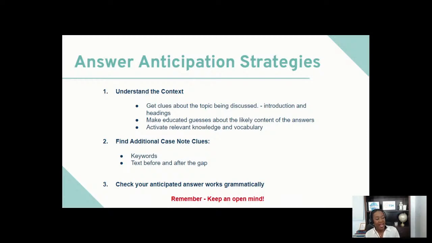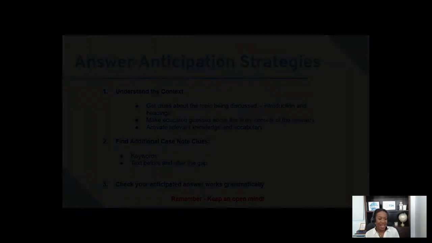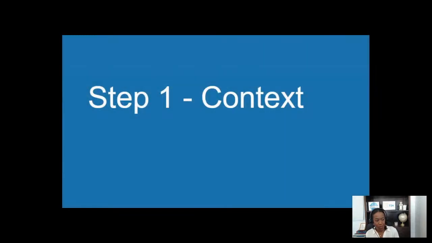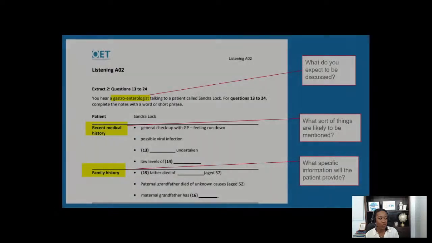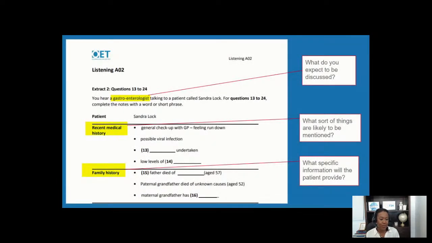Okay? One other point to remember is to keep an open mind. You might think that you have guessed the right thing as you try to anticipate the answer, but don't get too attached to your anticipated answer. It may be different. Okay, so with that in mind, let's go back to step one, looking at the context and how that will help us anticipate the answers.